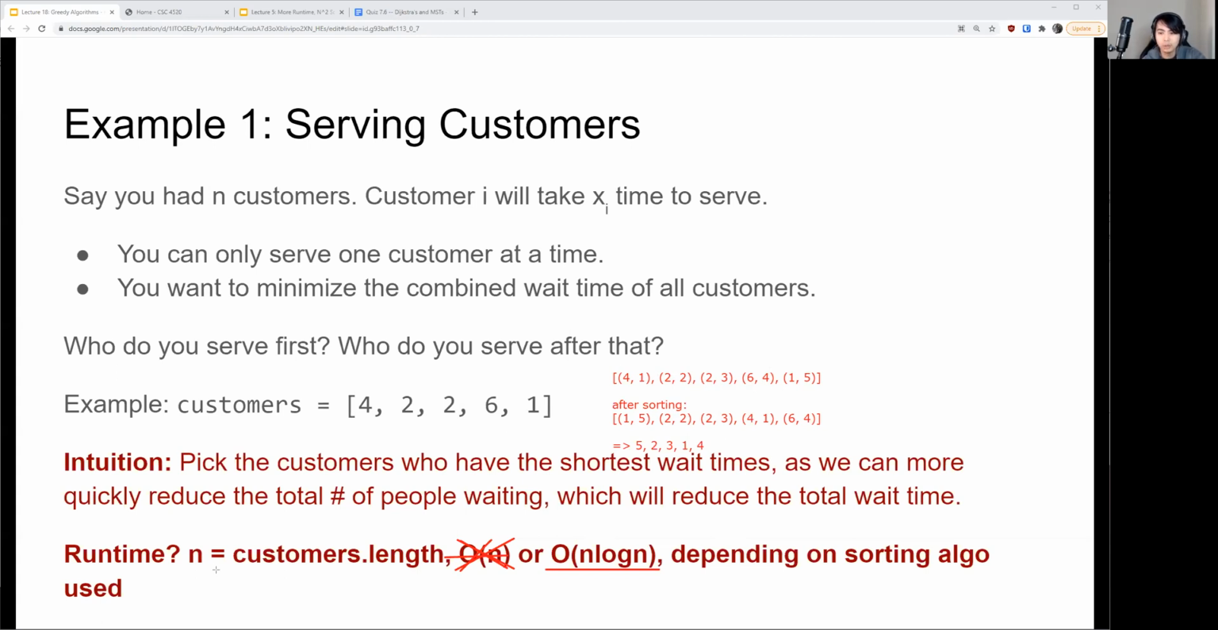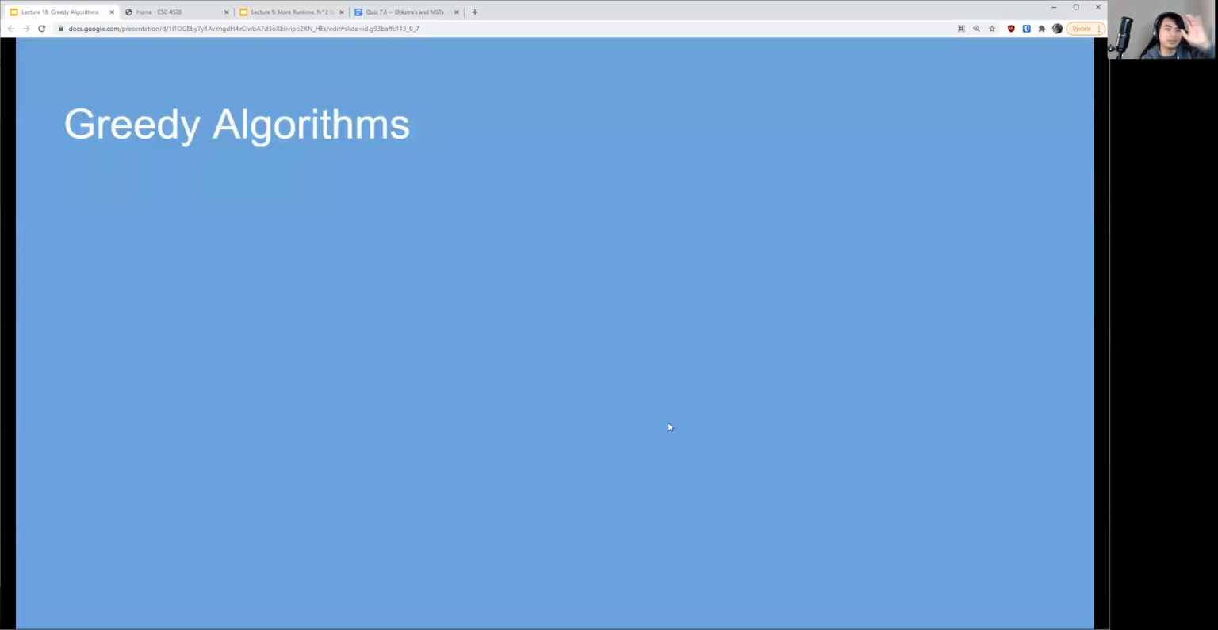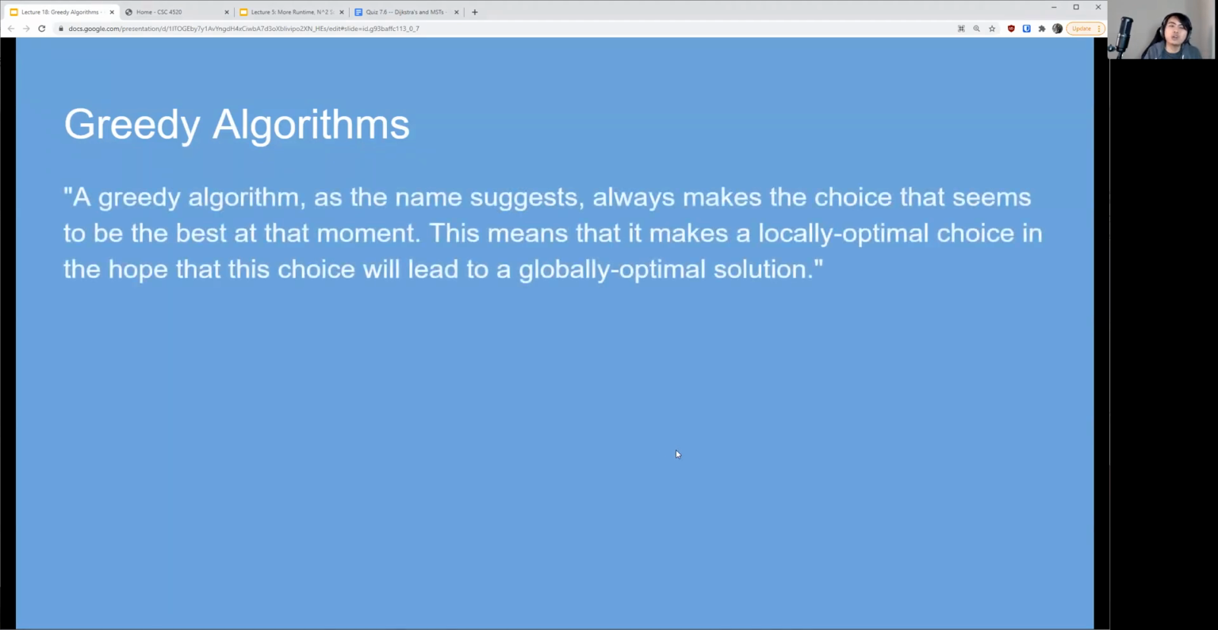All right. So we just went over our first official example of greedy algorithms. Not the first one we've seen, but the first one that is in our greedy lecture. So a greedy algorithm, as the name suggests, is essentially an algorithm that always makes the choice that seems to be the best at that moment. This means that it makes the locally optimal choice in the hope that the choice will lead to a globally optimal solution. I'll give you a couple of seconds to digest that before I move forward.